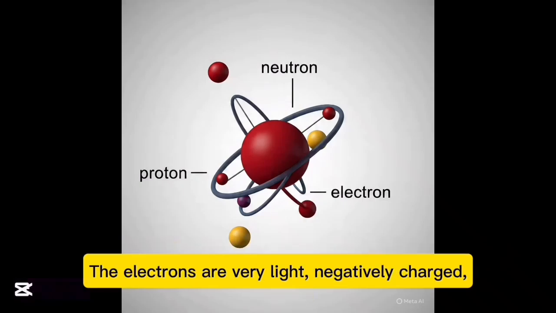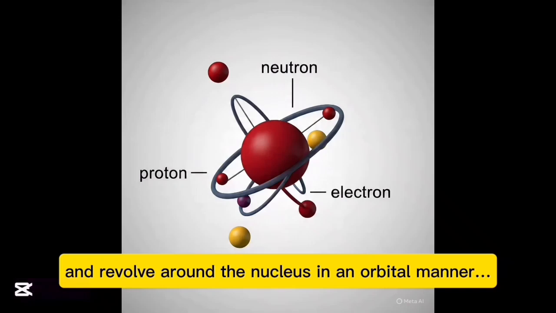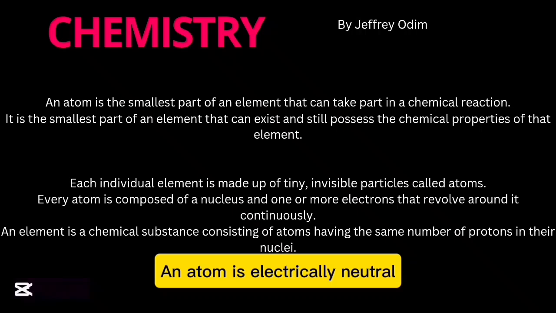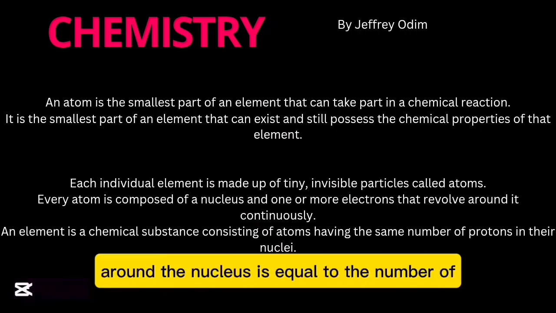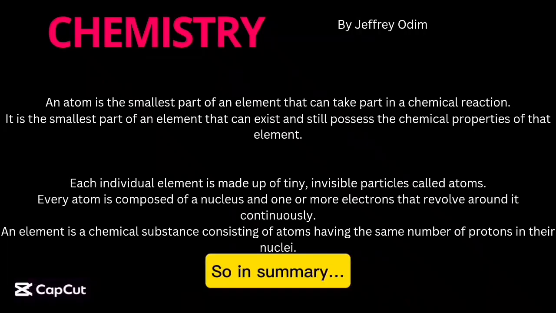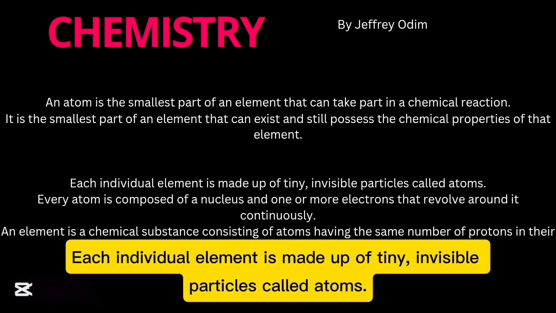The electrons are very light, negatively charged, and revolve around the nucleus in an orbital manner, in order to neutralize the positive charge in the nucleus. An atom is electrically neutral, because the number of electrons revolving around the nucleus is equal to the number of protons in the nucleus. So in summary, each individual element is made up of tiny, invisible particles called atoms.